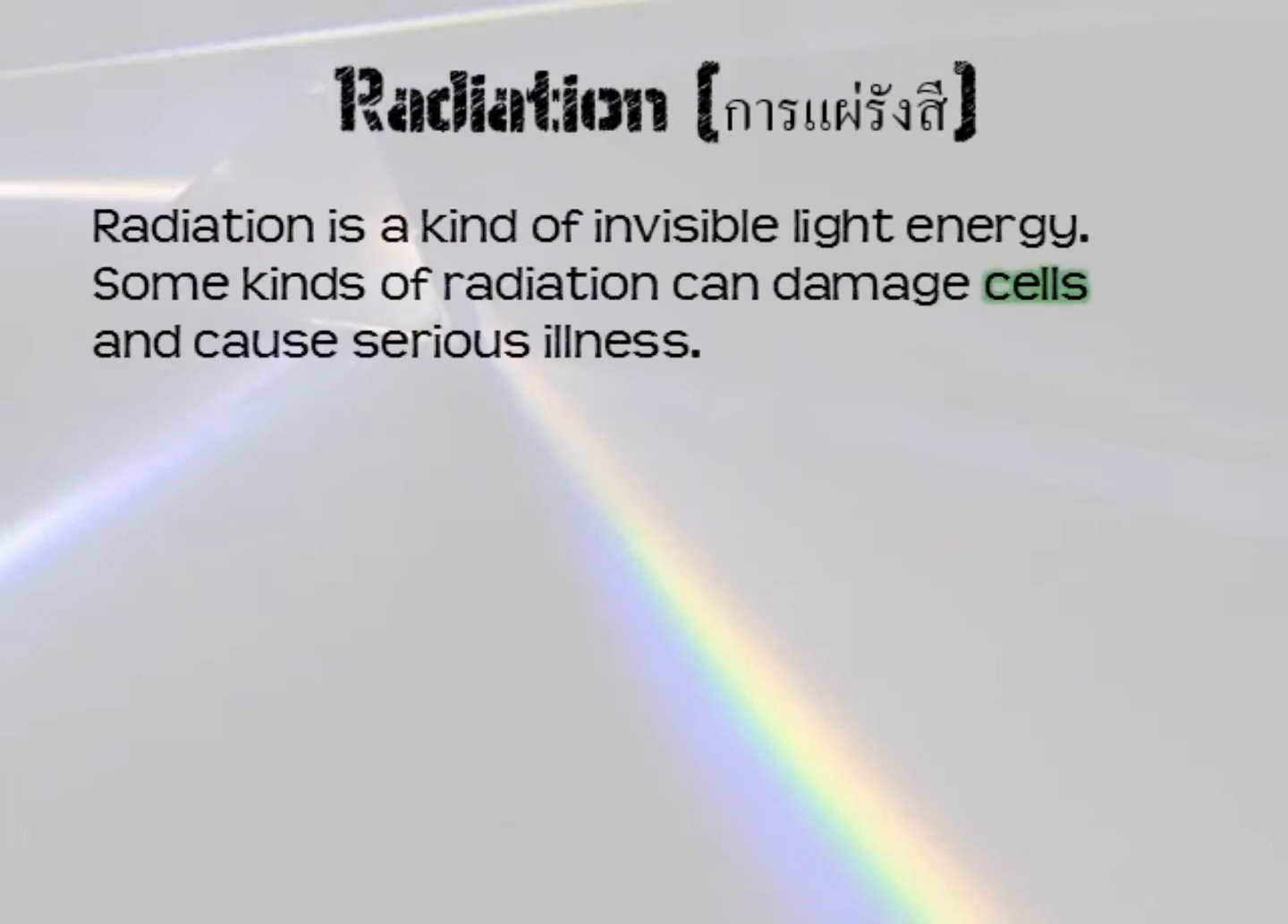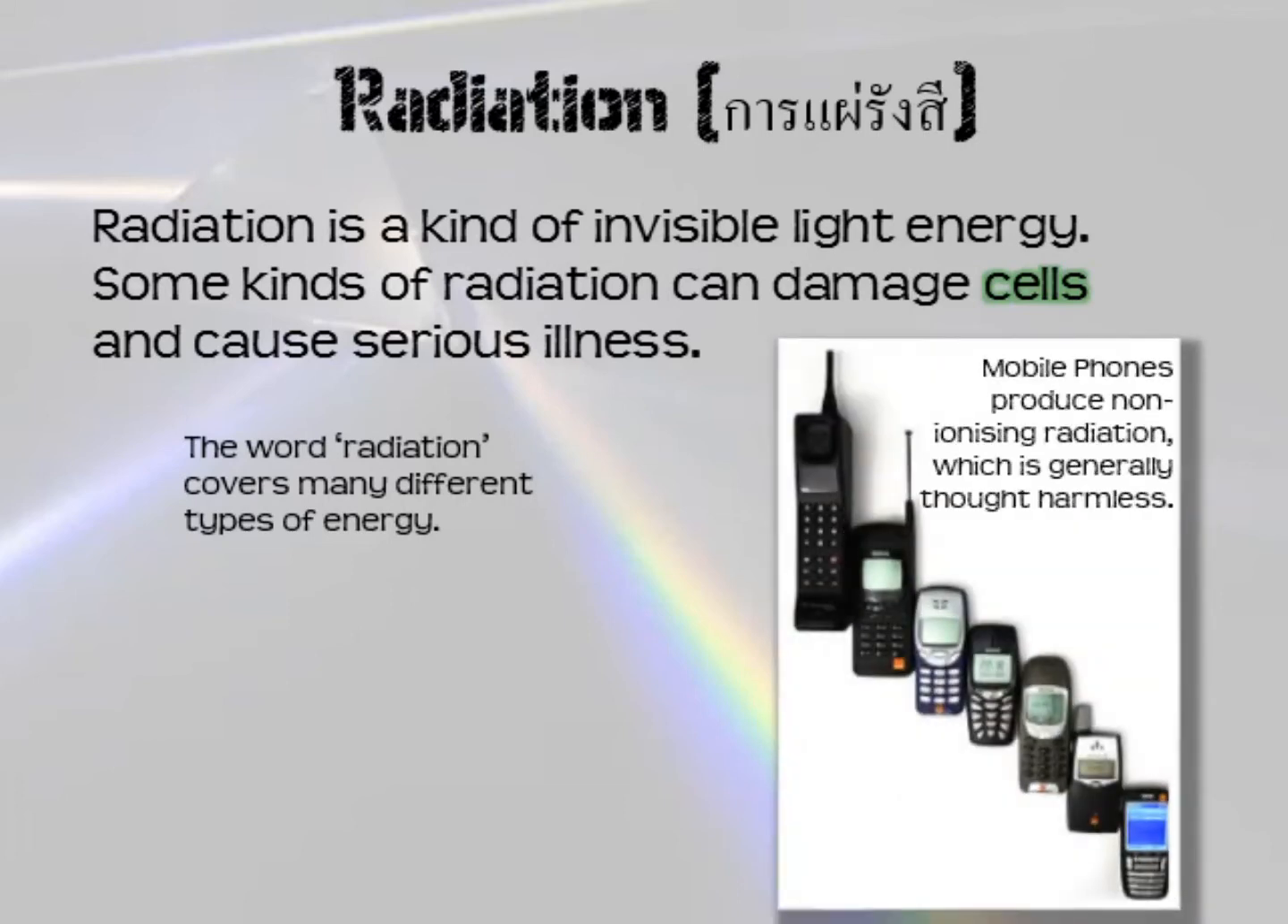Radiation. So radiation is a kind of invisible light energy. In fact, all light energy is radiation, but we usually call radiation the invisible kind that we cannot see. Some kinds of radiation can damage cells and cause serious illness. The radiation is what creates ions, and quite often those ions in cells can do seriously bad things. So radiation is something to be careful of, although the word radiation covers many different types of energy, and some of them are completely safe.